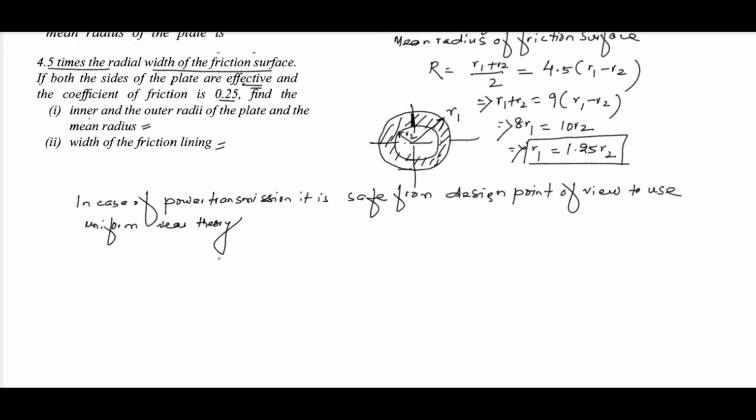So we have power is equal to T omega, or you can say torque transmitted will be P by omega, and power is given 8 kilowatt. So 8 into 10 to the 3 divided by 2 pi into n is 1000 by 60.